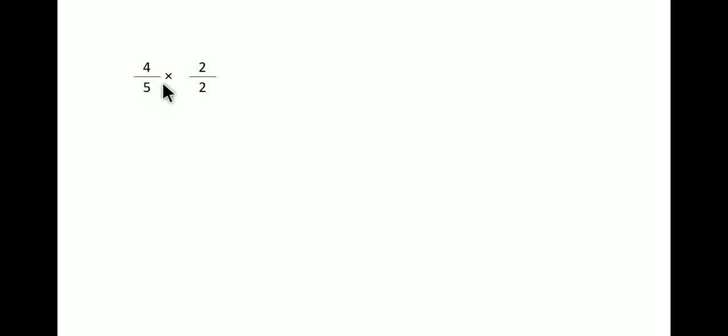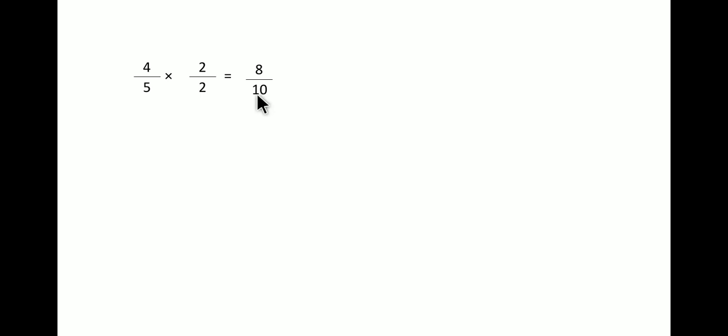So 4 by 5, when you multiply it with 2 by 2, then the result comes out to be 8 by 10. And 8 by 10 is a decimal fraction because the denominator contains 10. Thus 8 by 10 becomes a decimal fraction. This means that 4 by 5 is also a decimal fraction because 4 by 5 can be easily converted in terms of the denominator with 10 or the power of 10.